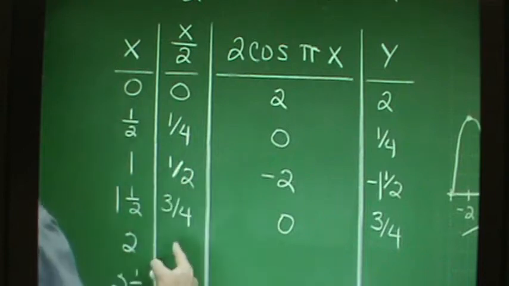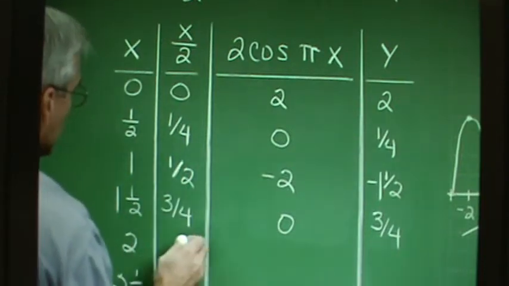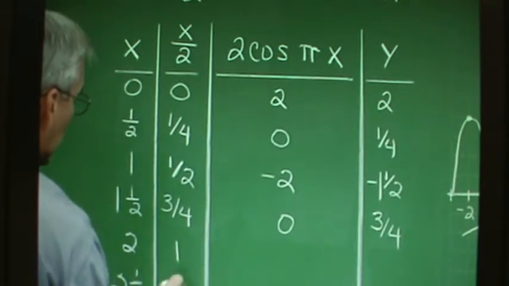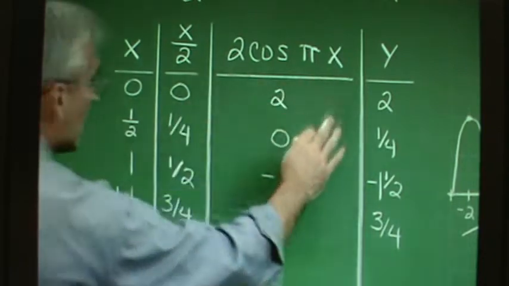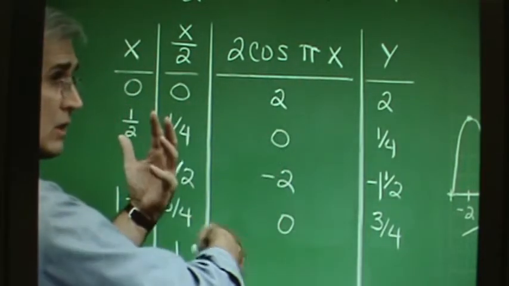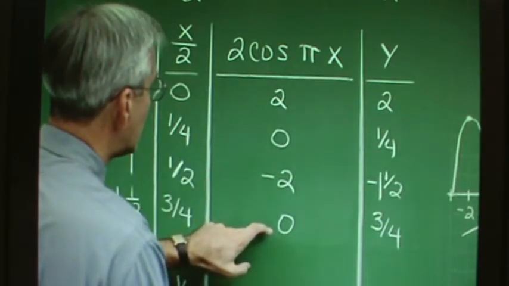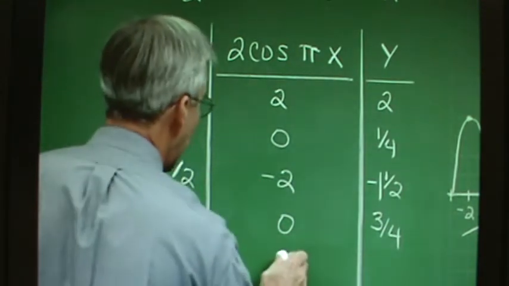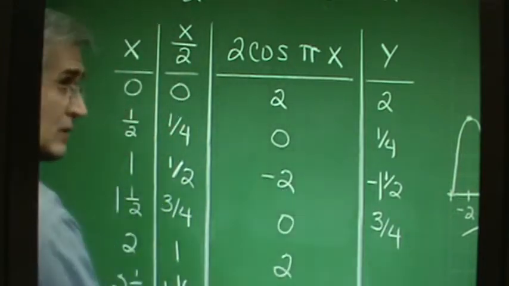I'm increasing by 1/4 every time. So 3/4 and 1/4, you see, would be 1, and then 1 and 1/4, and so on. All right, and here, this is the pattern of the cosine curve. It's top of the amplitude, 0, bottom of the amplitude, 0. Next thing in line would be the top of the amplitude, and then 0, you see, and so on.